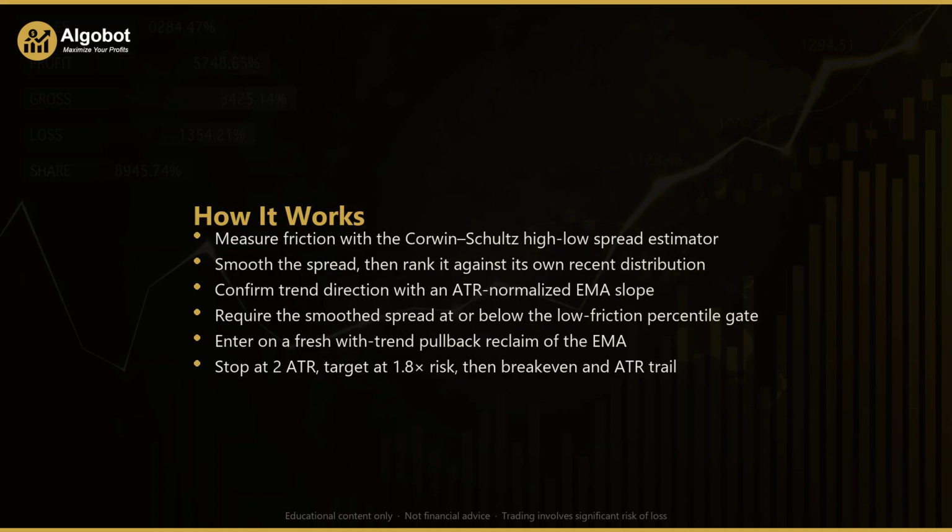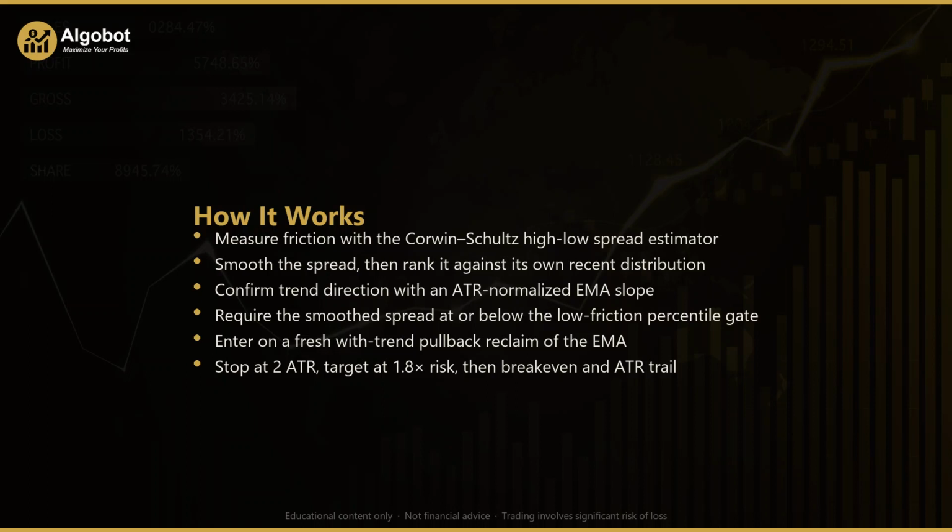The heart of this expert advisor is a measure of market friction. On every completed bar, the strategy takes the last 2 candles and feeds their highs and lows into the Corwin-Schultz high-low spread estimator. This formula recovers an estimate of the effective bid-ask spread using only the high and low ranges of 2 consecutive bars, with no volume data required. In simple terms, it asks how much hidden cost, or friction, is baked into recent price action.